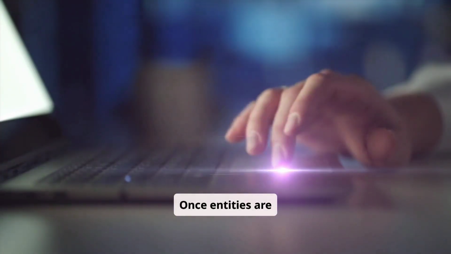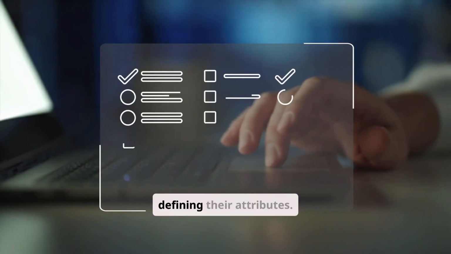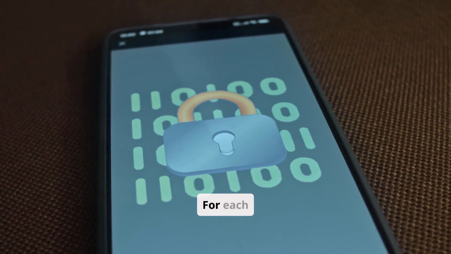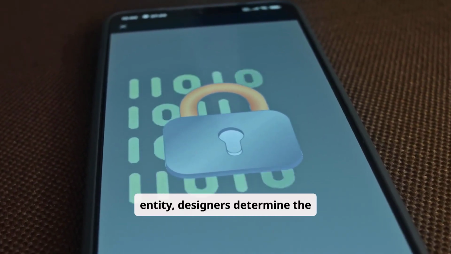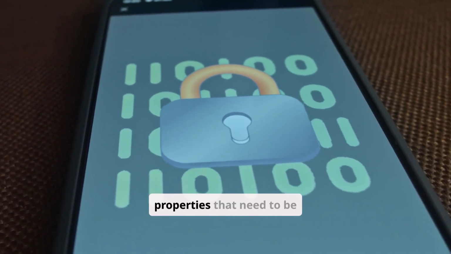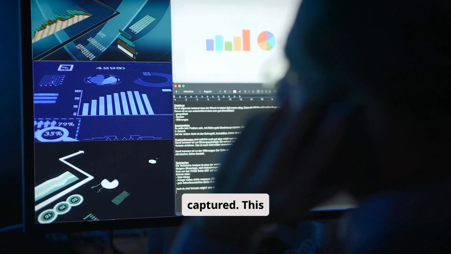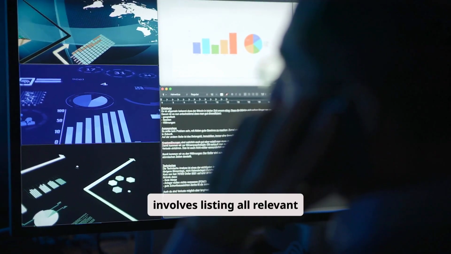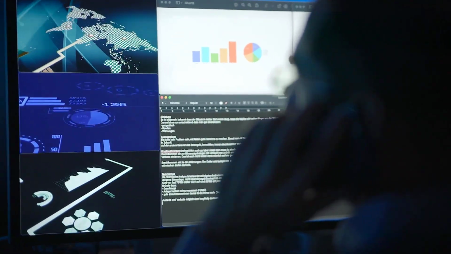Once entities are identified, the next step is defining their attributes. For each entity, designers determine the specific characteristics or properties that need to be captured. This involves listing all relevant data points for each entity.